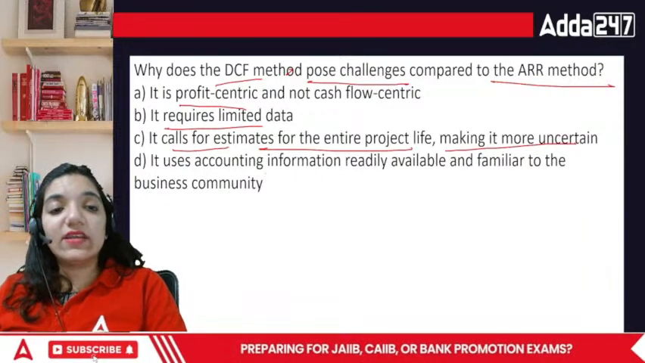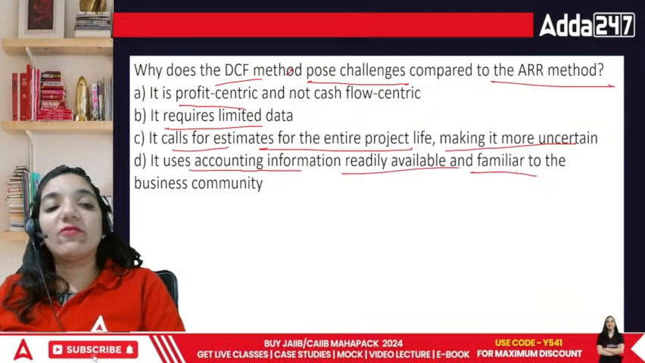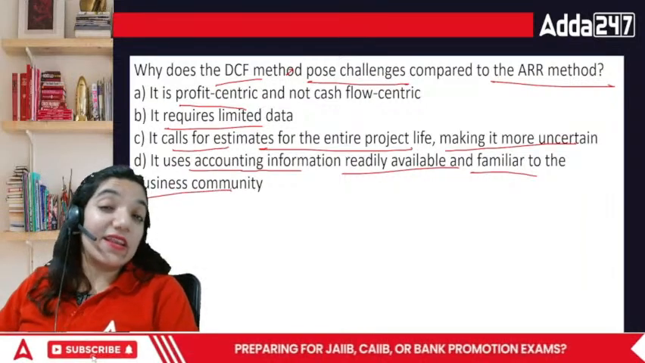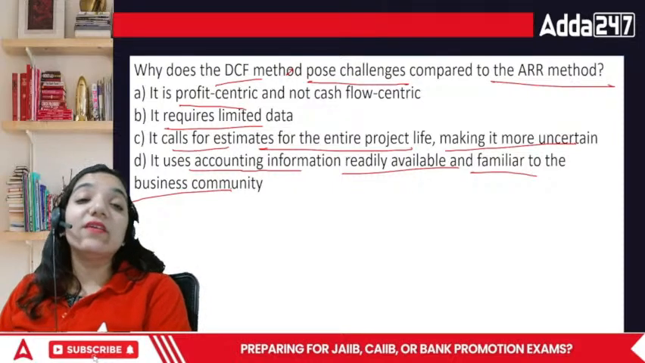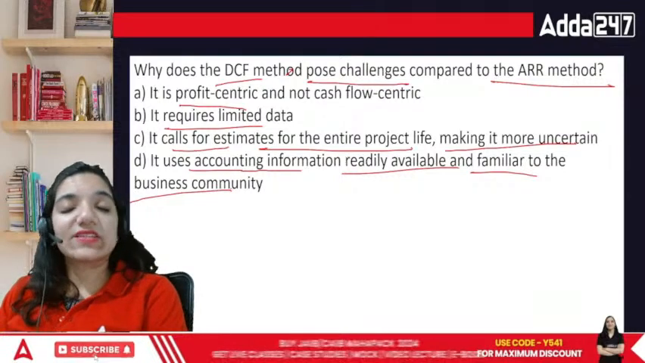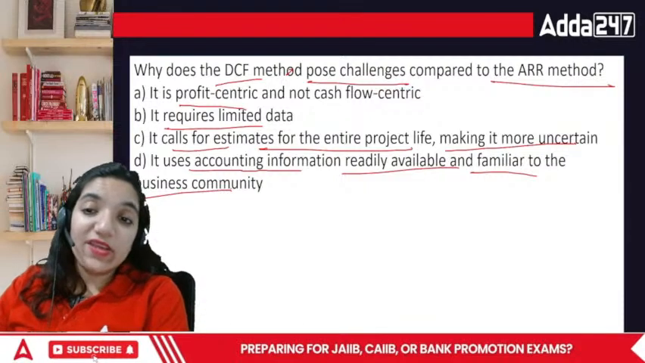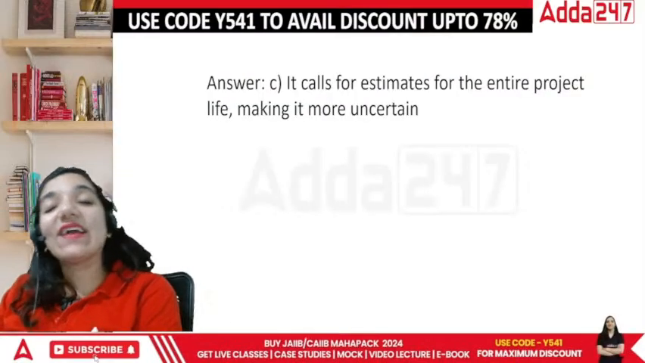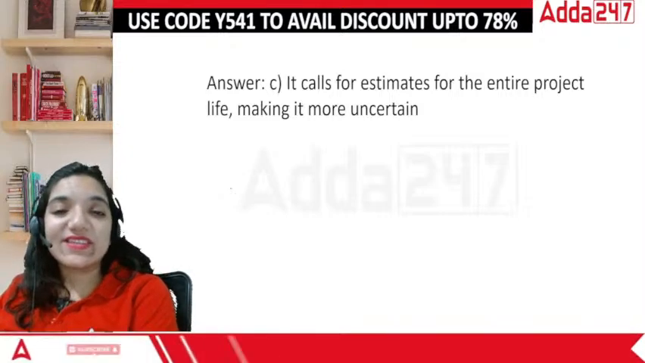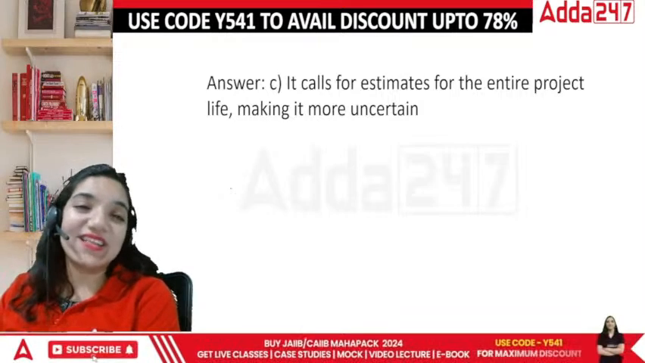Then it uses accounting information readily available and familiar to the business community. If you get into this field, you will understand that readily available information might not be required by you because this is not customized for you, while for every organization the customization is compulsory. So in this case, the answer would be that it cannot be done for the entire project. When we're trying to find it for the entire project, it becomes difficult. So it calls for an estimate for the entire project life, making it more uncertain.